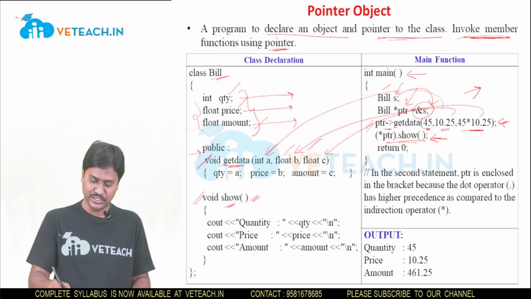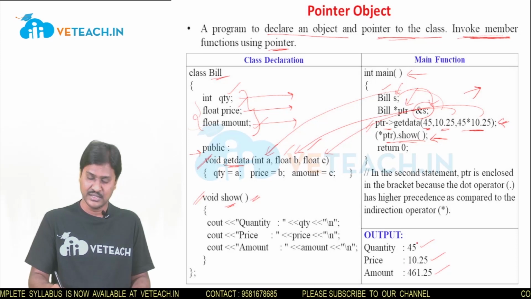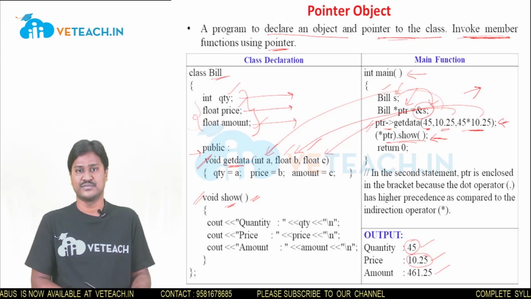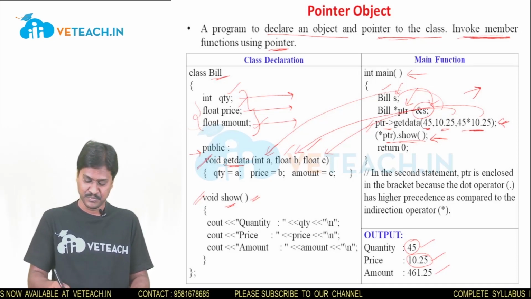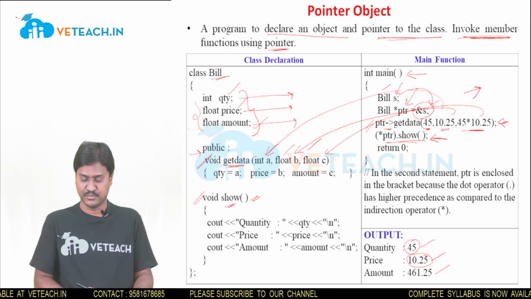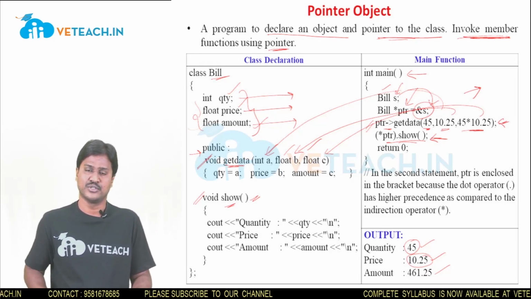When we execute these two, first we enter these values and then we display the quantity as 45. The individual price of each item is 10.25. The total product of this is 461.25. So this is the output collected from this pointer object.